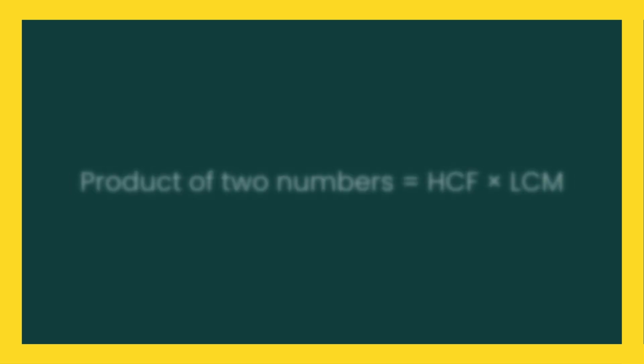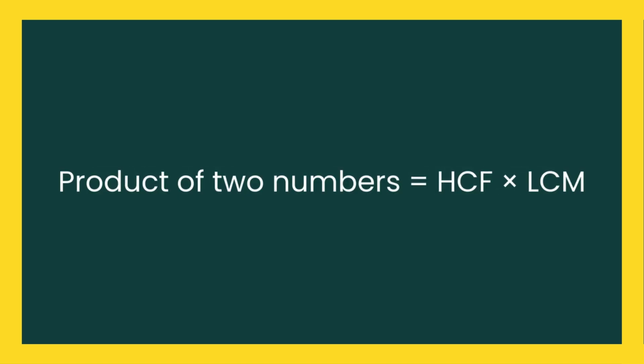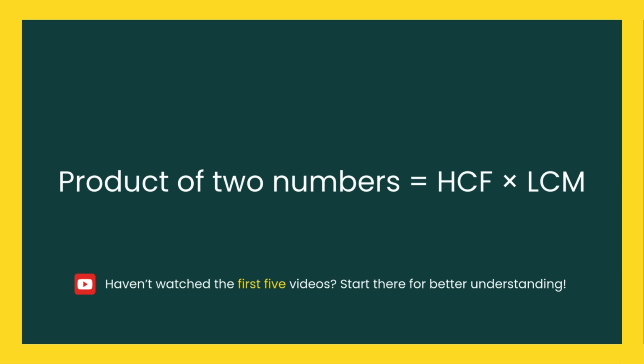You might have learned this equation: the product of any two numbers is equal to HCF times LCM. Many of us just memorize this equation but don't understand why it works. Today, we are going to explore why this equation is always true.